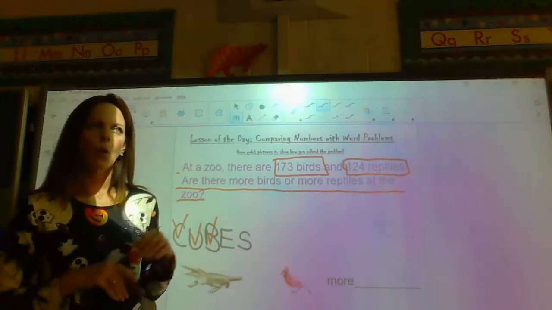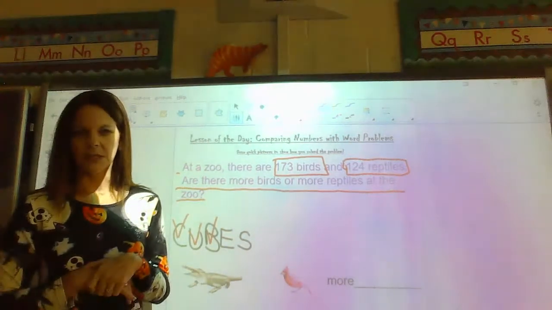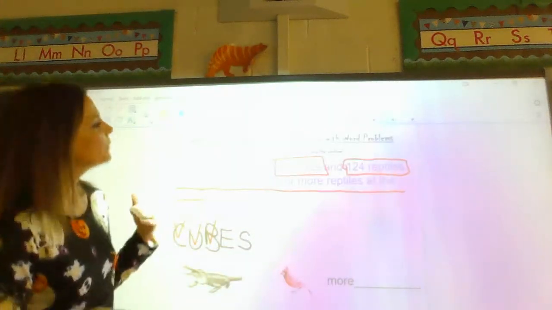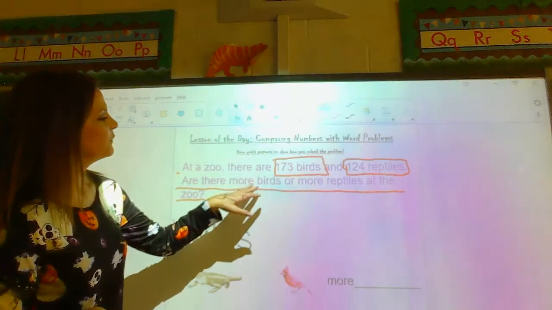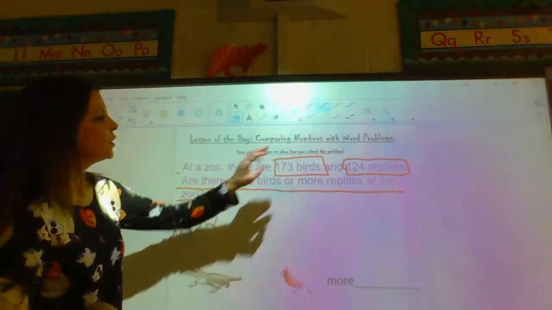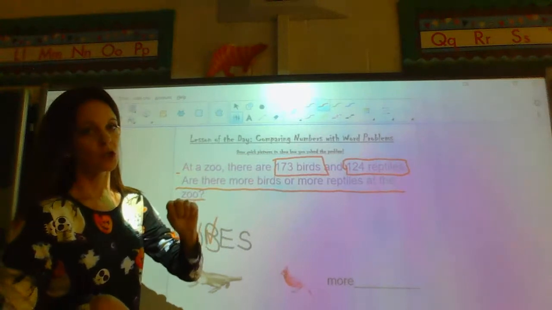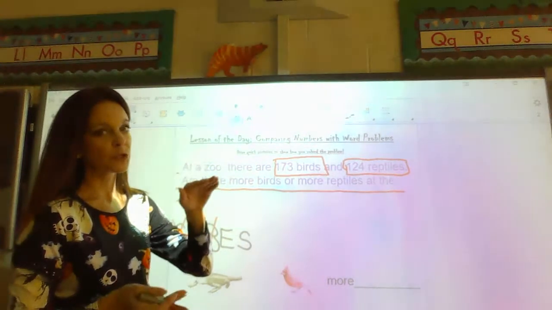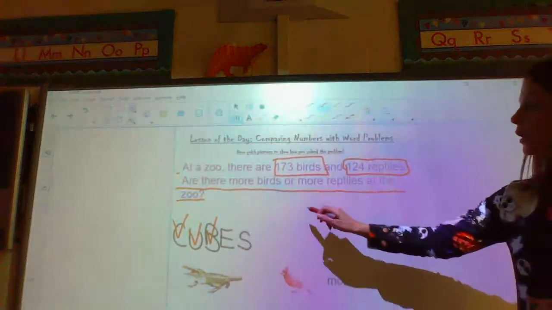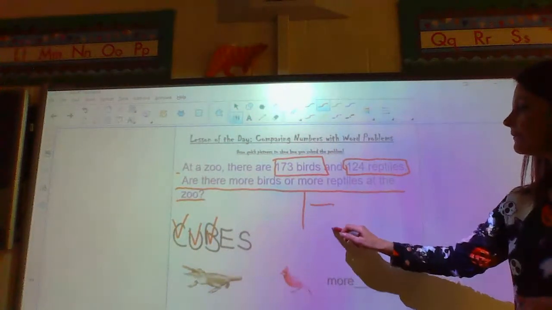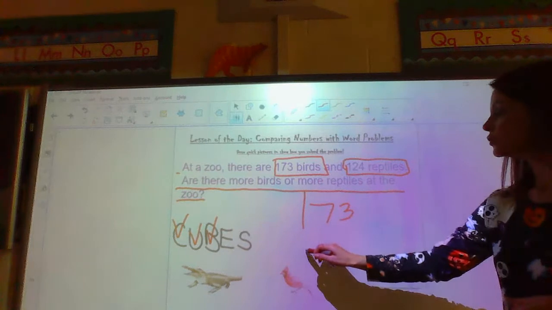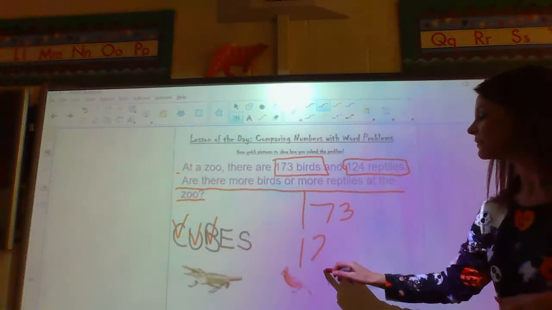Well, what is this question asking me to do? So I'm going to think through. They want to know if there's more birds or more reptiles. They told me how many birds. They told me how many reptiles. So if I'm saying which one's greater, that means I'm comparing. So I know yesterday in our lesson, when we compared our numbers, it was easiest to write one number on top of the other number so that we could look at the numbers lined up by place value.